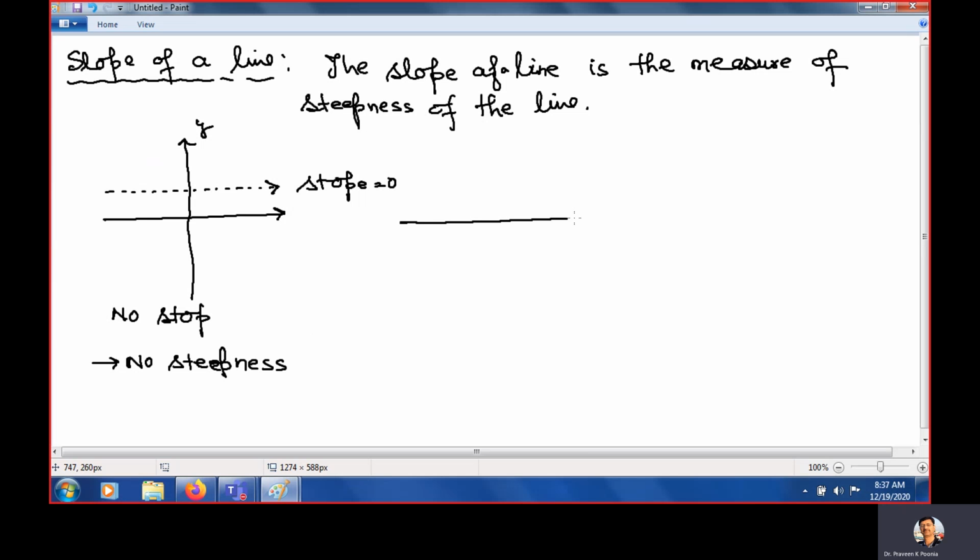Now, if I take another, this is the x-axis, this is the y-axis, and if we consider the x-axis, this line is the same as the x-axis. But if I change it a little bit, like this one, it is a little up from the x-axis, so its slope is equal to some positive slope. Clear? So positive steepness.